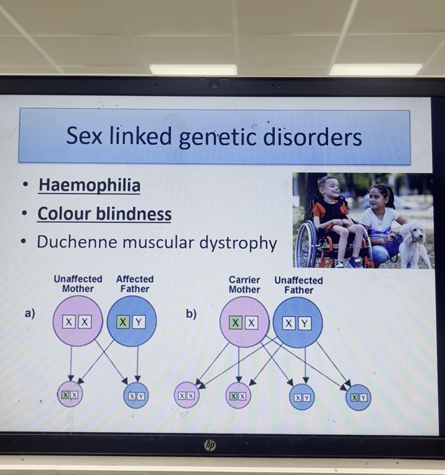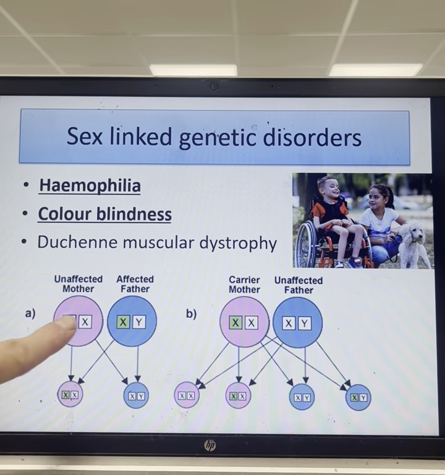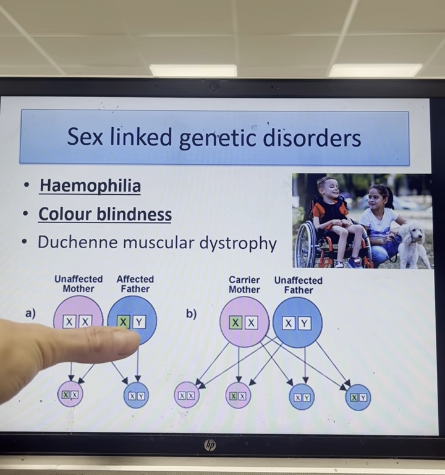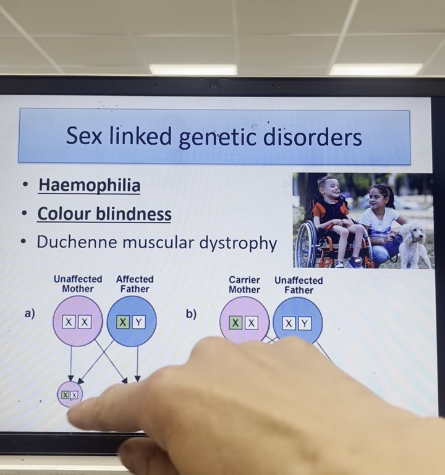The other one, far less dangerous, and therefore far more common because people will not die if they've got it, is colour blindness. So having a look at this down here, you can see different versions. If you've got an unaffected mother here, and then you can see here in the green they've put an affected father. This could be for anything.